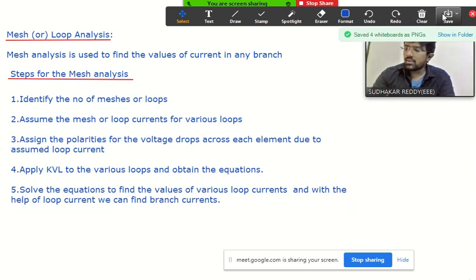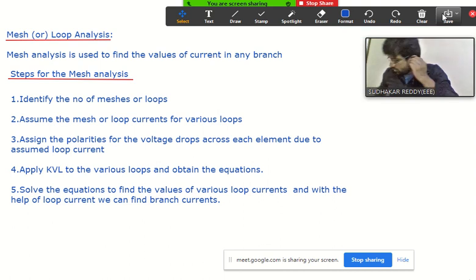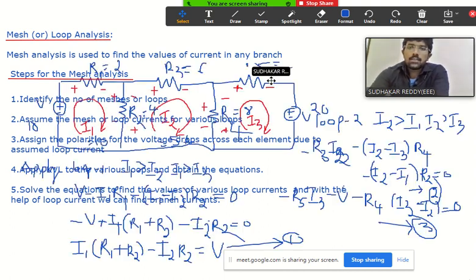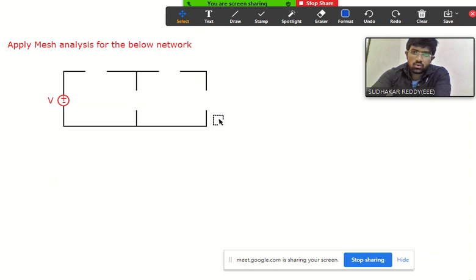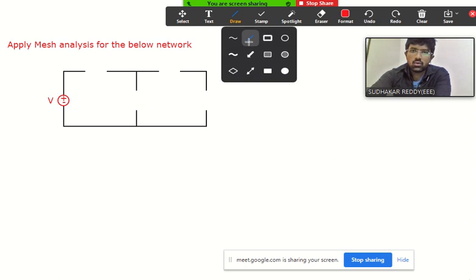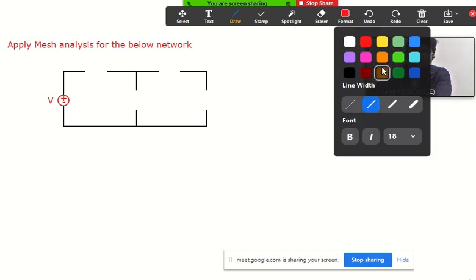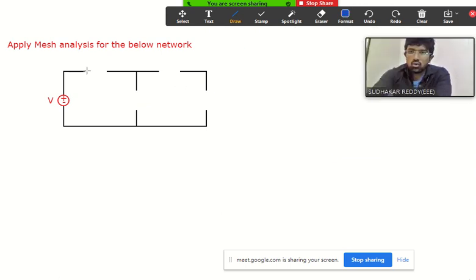Understood? These are the different steps we are following for what? So we are following them for mesh or loop analysis. Yeah, good. Understood now? Now all of you draw one general circuit. This is the general circuit. For this general circuit, we need to apply the mesh or loop analysis and write the equations. Everyone, copy it.